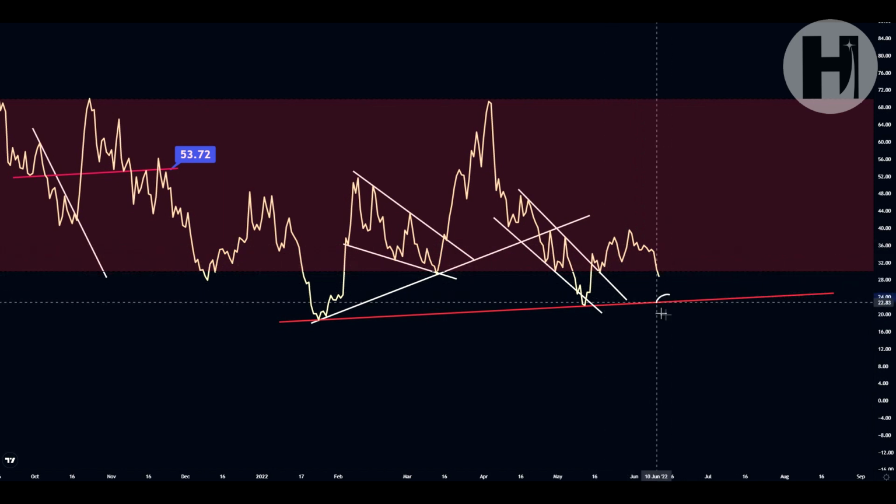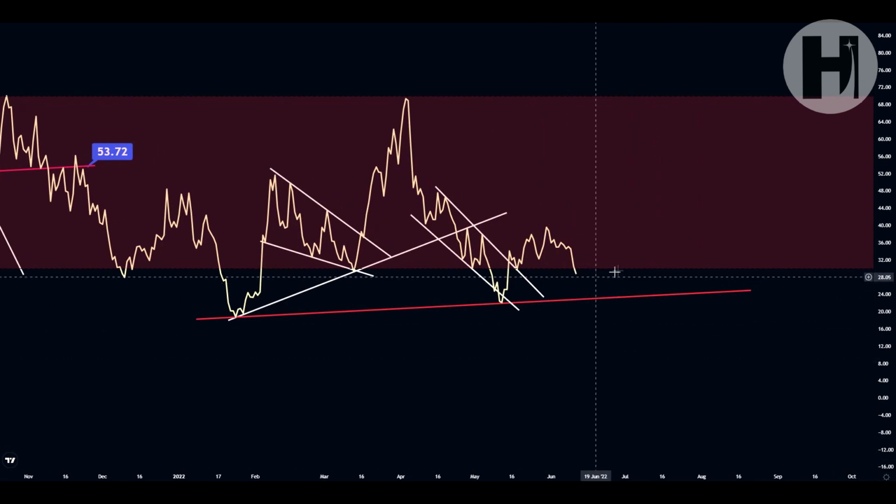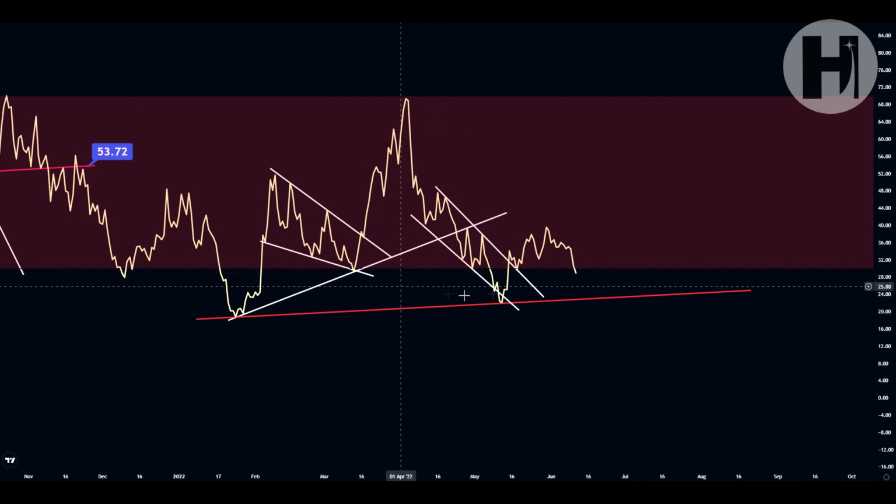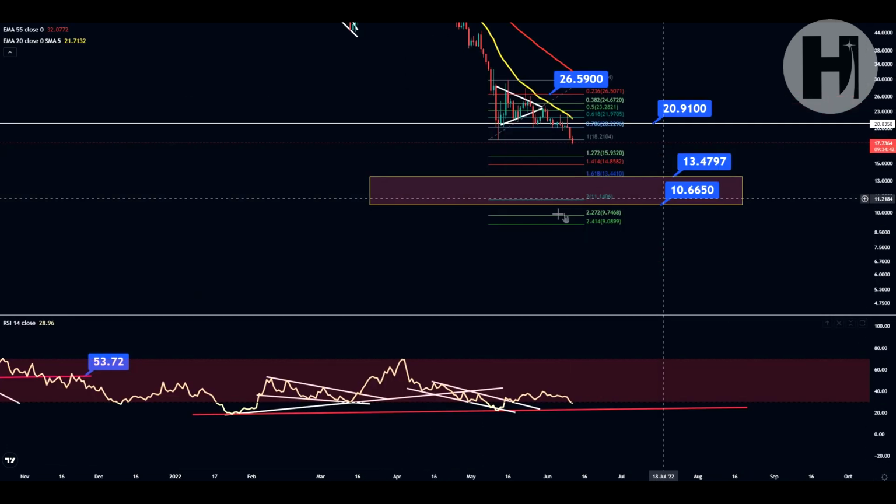And yeah, like I said, this red trend line is something that I'm going to be targeting. And yeah, we are below the index of 30 here on the relative strength index. Regardless of anything, this is a great buying opportunity in my opinion.